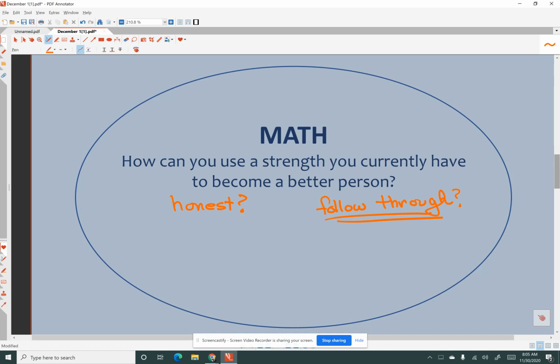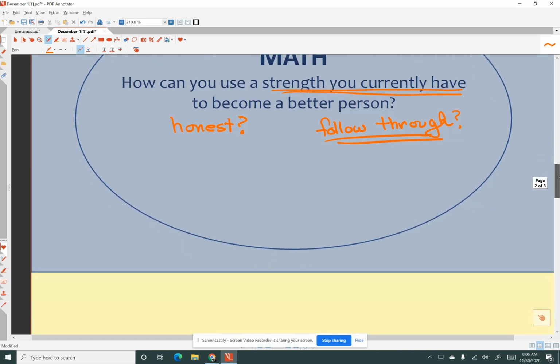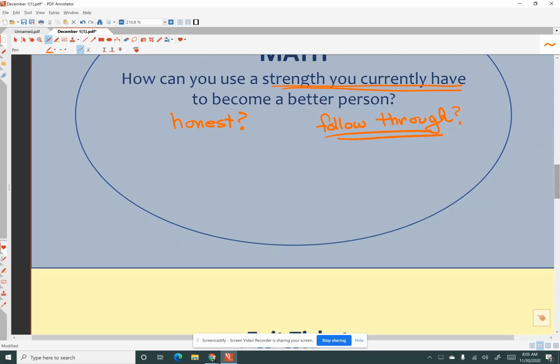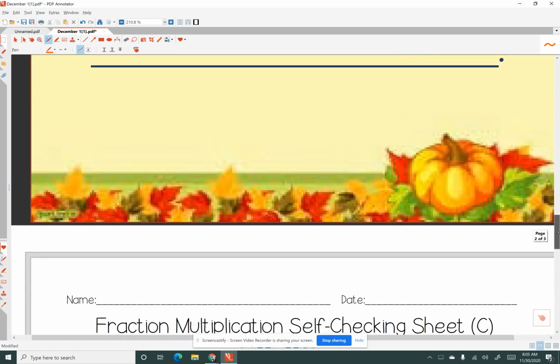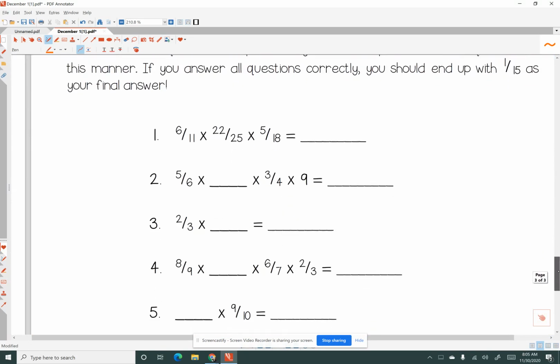So we want you to think about a strength that you have now and how that's going to help you be a better person. We all have some strengths. So dig deep and look for those. It's a great way to start the day or to start a math class. We'll get to our exit ticket later. Let's start with our lesson.